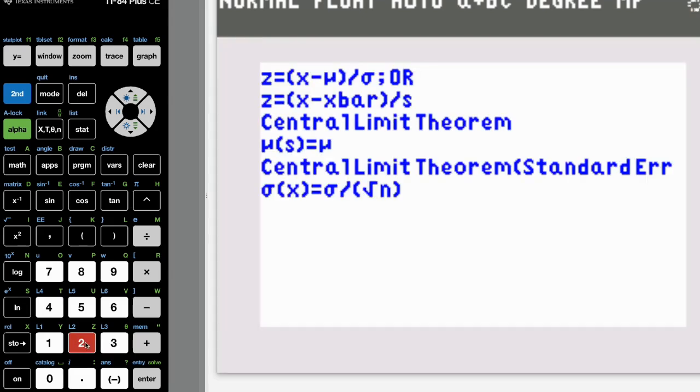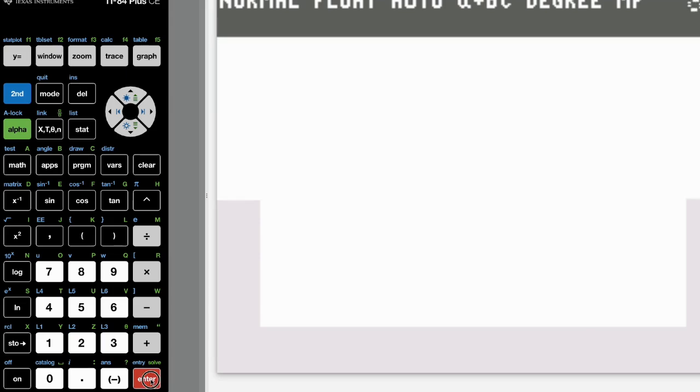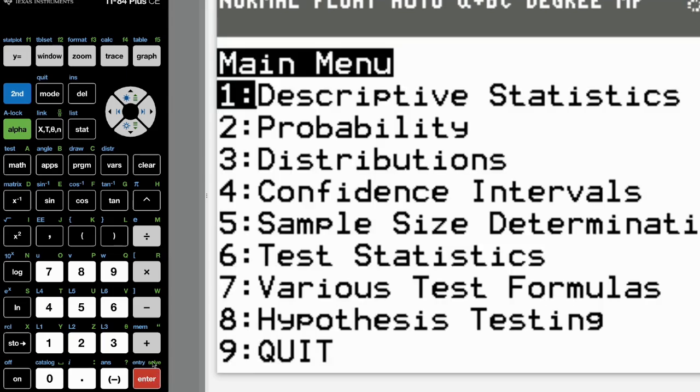Distributions, normal distributions. Okay, z for z-score is x minus mu divided by sigma, or z equals x minus x bar over s, depending if we're talking about a population or sample. I'll explain that later. Central limit theorem, the mu of x bar is just mu, and central limit theorem for standard error is sigma x bar equals sigma divided by square root of n, the number of items, I think, in a set. So we go on, we talked about distributions.